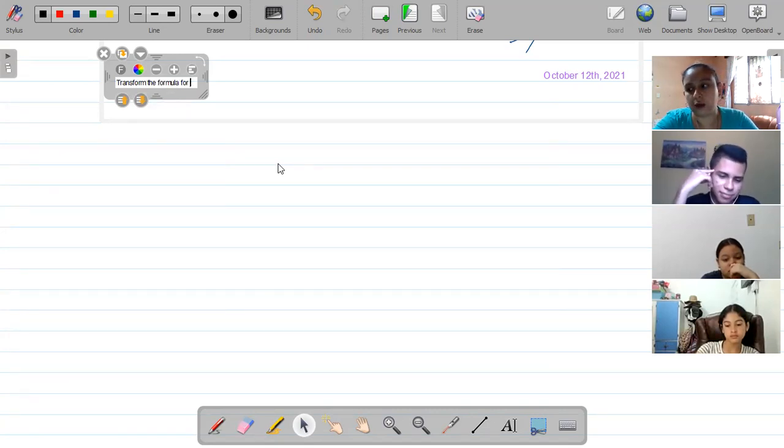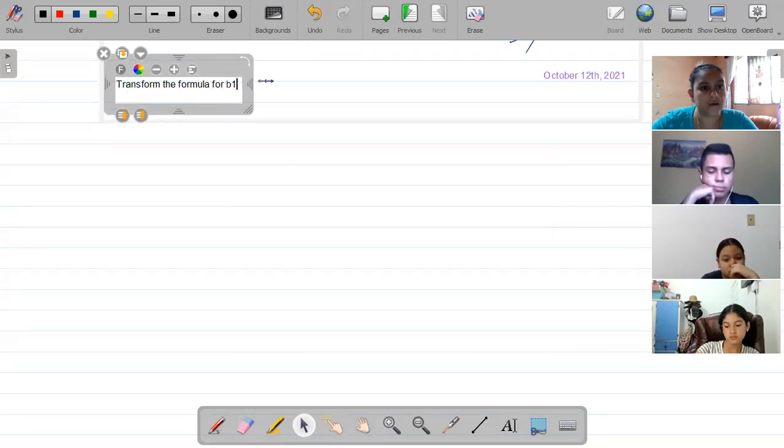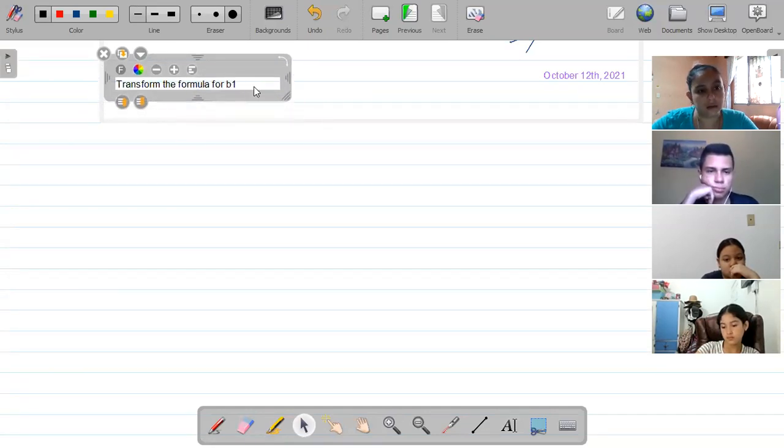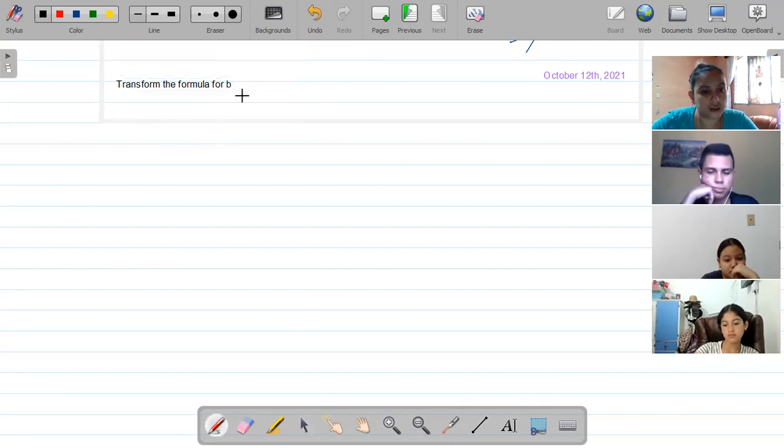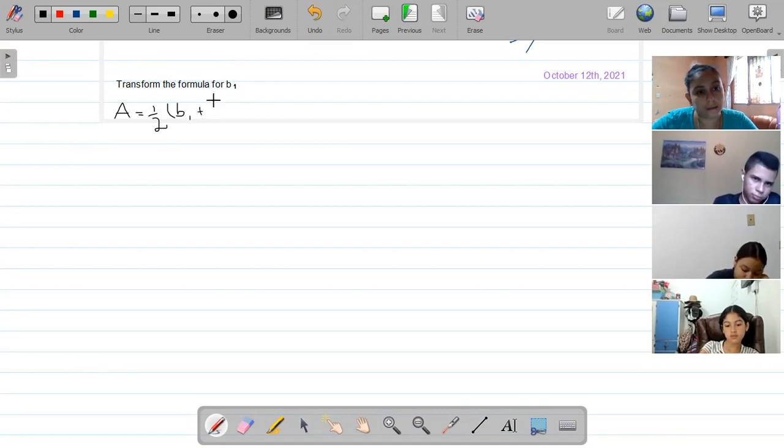And let's use the formula of the area of a trapezoid. So we're going to solve for B1, okay? Because the area of a trapezoid has, I'm going to do it handwritten, 2 B's. So B1. What is the area? I'm going to give you the formula. The formula for the area of a trapezoid is: area is equal to 1/2 of base 1 plus base 2, times the height. And I'm asking you to transform the formula for B1.